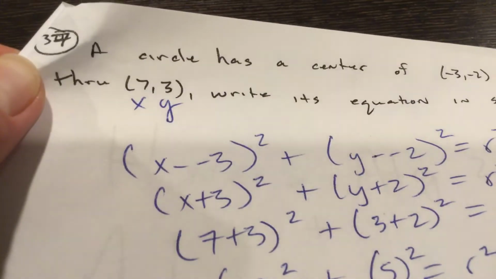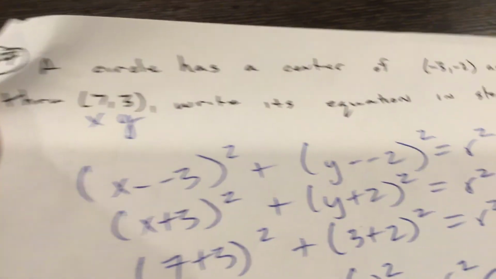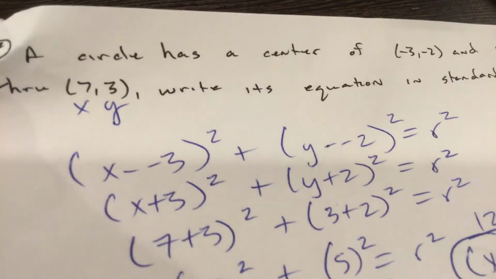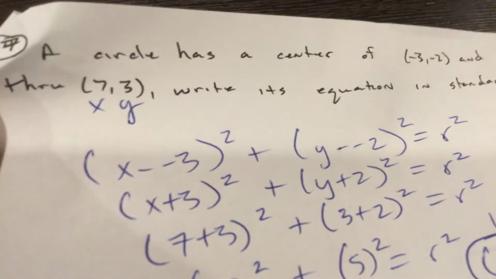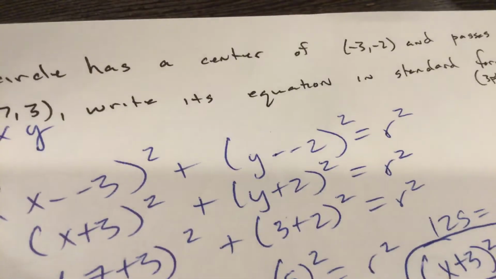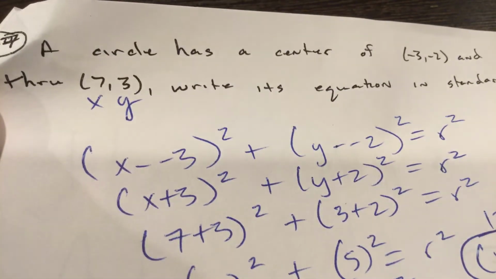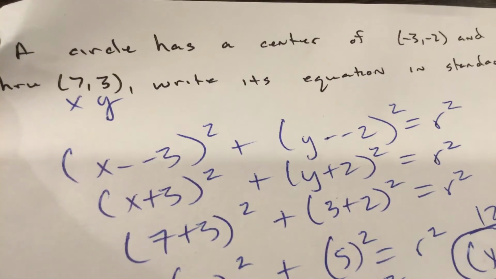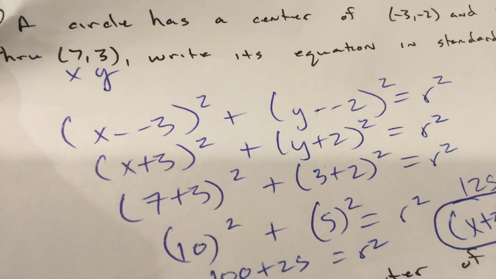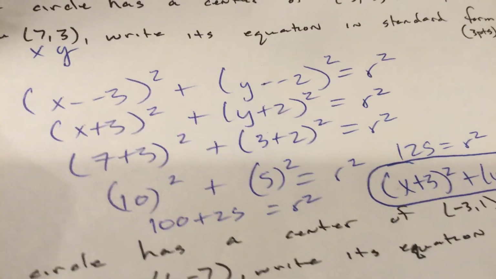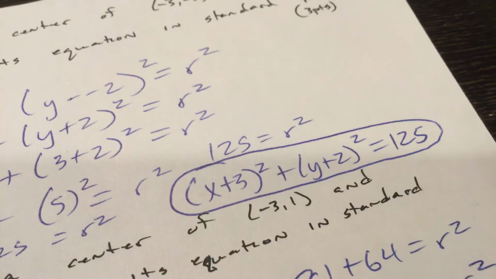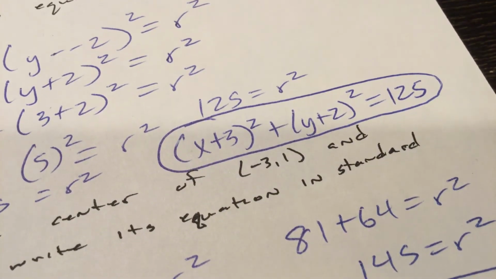A circle has a center of -3, -2, and it passes through 7, 3. Write its equation in standard form. If I know the center is -3, -2, then it's going to be x minus a -3 squared plus y minus a -2 squared is equal to the radius squared. So it's x plus 3 squared plus y plus 2 squared equals r squared. I know to plug in 7 for x and 3 for y. Do that arithmetic. 125 is equal to the radius squared, and that's what I want for its equation.